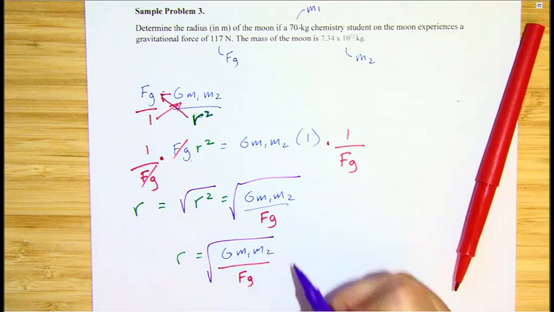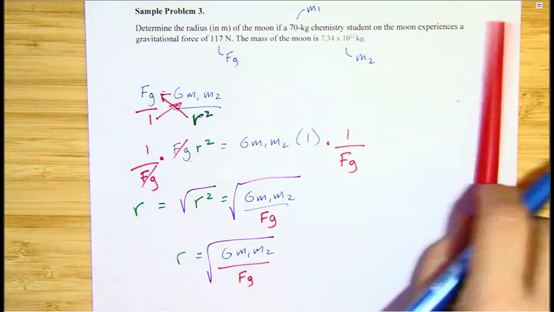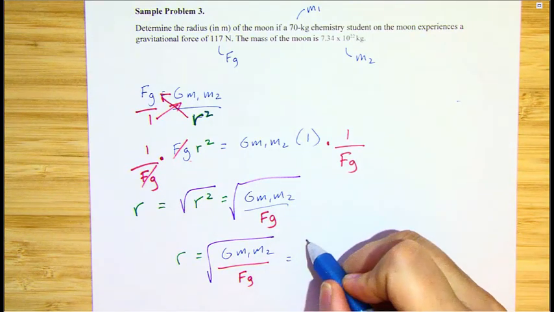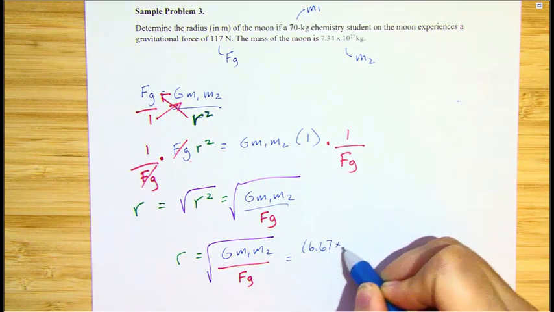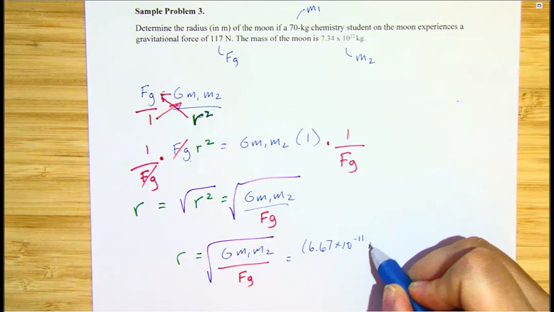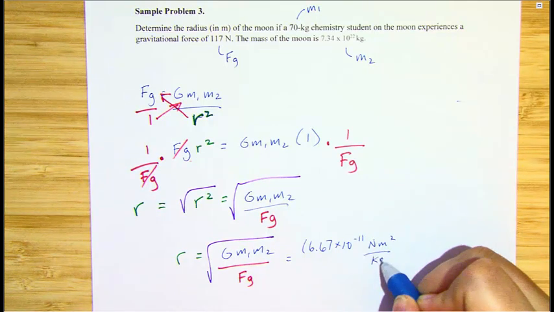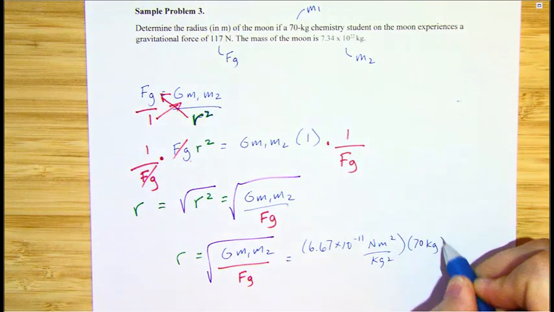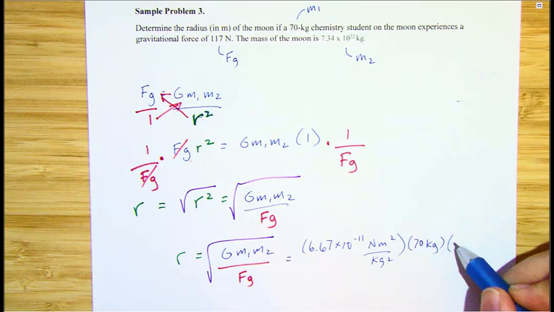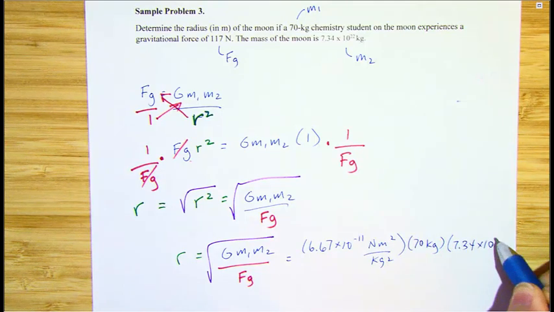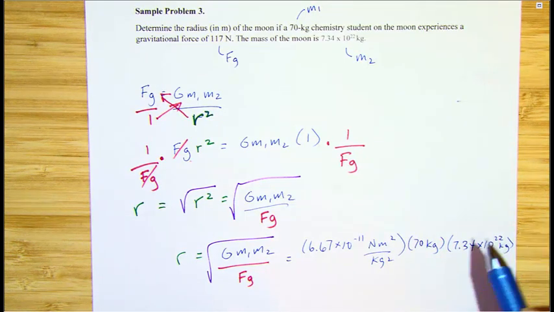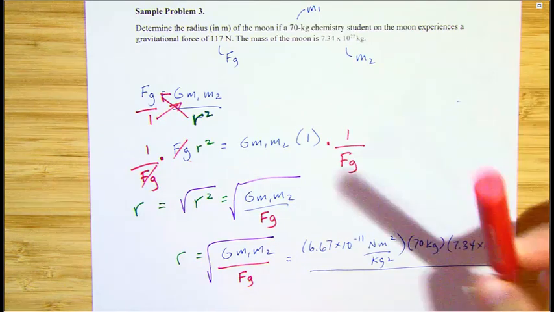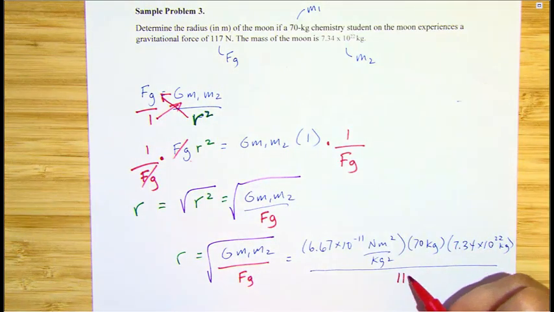So now we'll plug in our numbers. We're going to get to use a lot of our calculators in this problem. Okay, so that's equal to, I'll do the square root at the end. G, remember, is just a constant, 6.67 times 10 to the negative 11 newtons meters squared per kilogram squared. M1, I said, is our 70 kilogram chemistry student, and M2 is the mass of the moon, 7.34 times 10 to the 22nd kilograms, all over Fg, which they told us was 117 newtons.